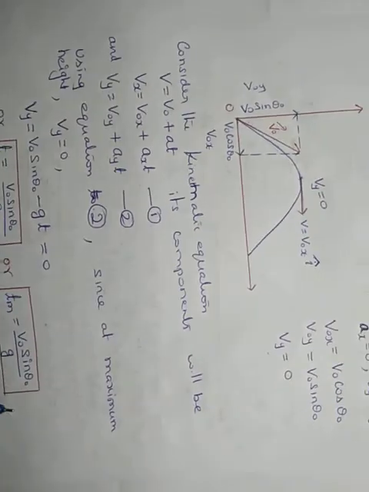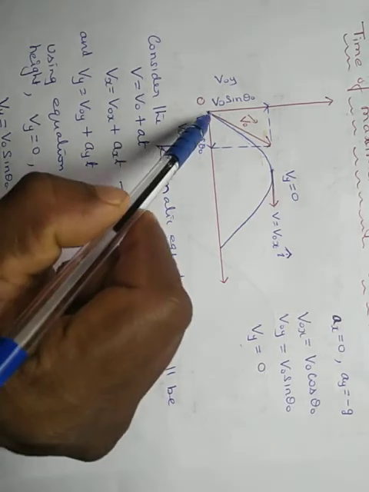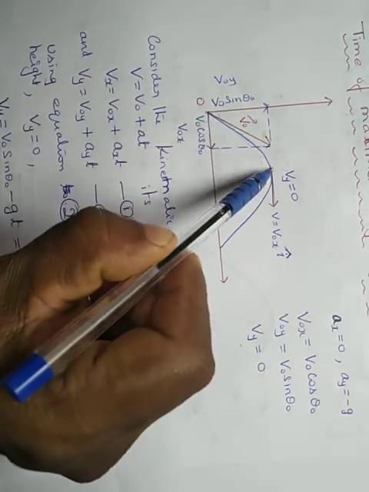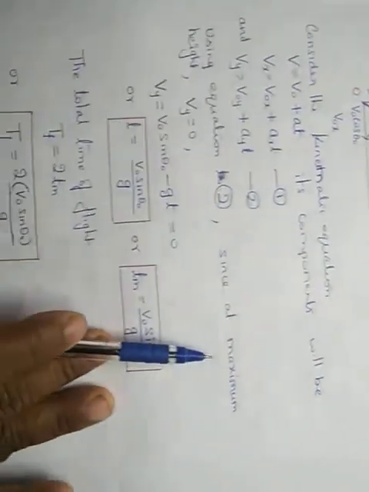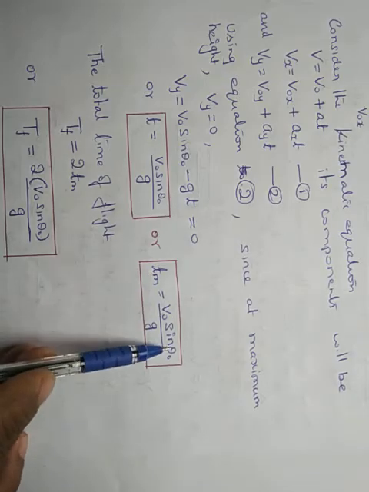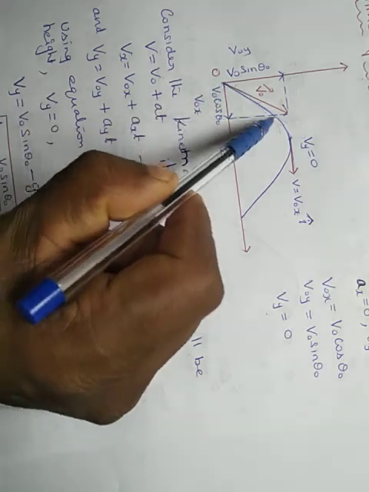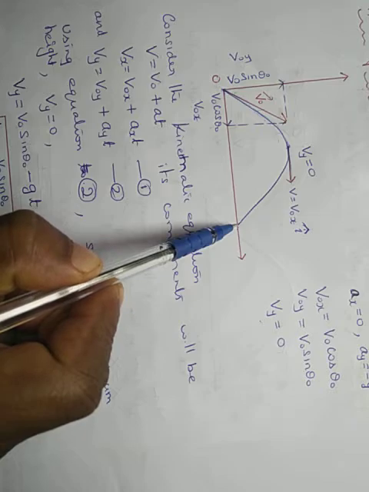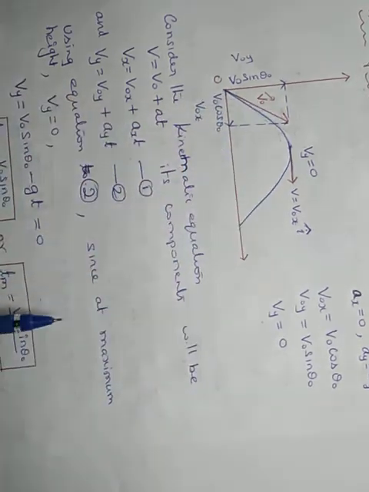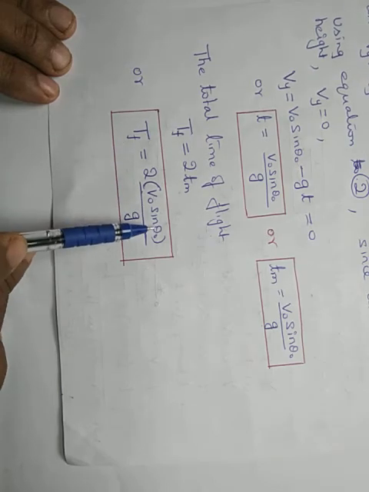In numerical problems you will get these two equations. What is the time to reach the maximum height? You have to write this equation, Tm equal to V naught sin theta naught by g. What is the time taken by the projectile to reach the same height? This is the initial height, this is the final height. So, you have to take the second equation, total time of flight, 2 times V naught sin theta naught by g. Clear, students?